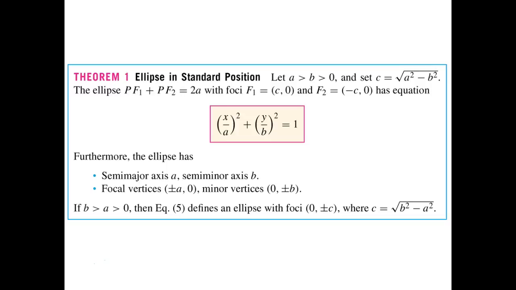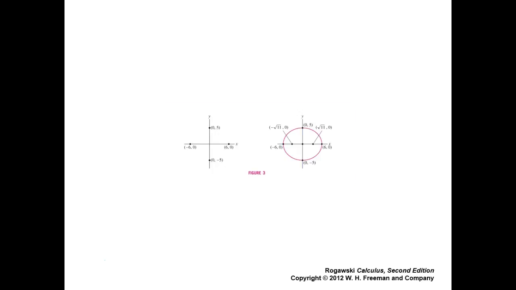Furthermore, the ellipse has a semi-major axis a and semi-minor axis b. The vertices are plus or minus a, 0, and 0, plus or minus b. Now, if b were greater than a, just turn it up like this. The y-axis is the long axis, and then c is the square root of b squared minus a squared, because it's always the longer minus the shorter. It's the same formula, it's just that a would be less than b, so b would be the semi-major axis. You don't even need to know all this, but that's the equation of an ellipse.